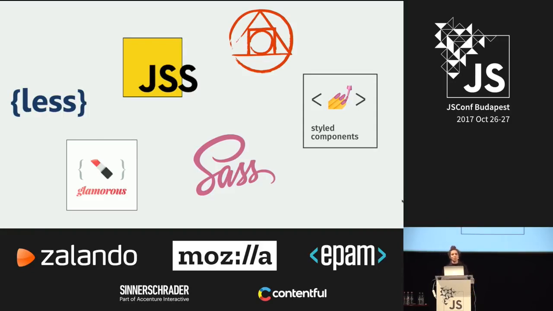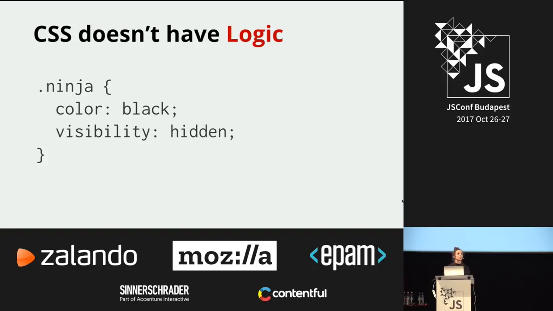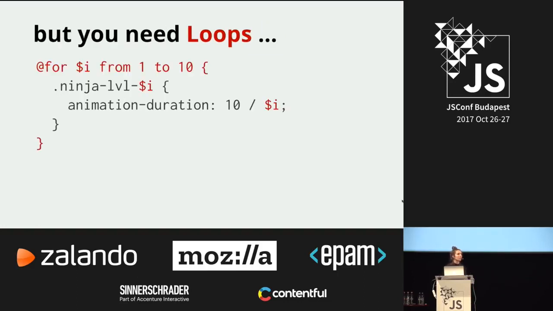Some of you, okay. Whatever the tool we use, we've been using them because CSS doesn't have logic, right? You just write a class, give it some rules, and you hope that it works. The good part about tools like Sass or PostCSS is that they allow us to write some logic. Here we have a for loop where you increment the ninja level from 1 to 10, and the higher the level, the faster the animation will be.